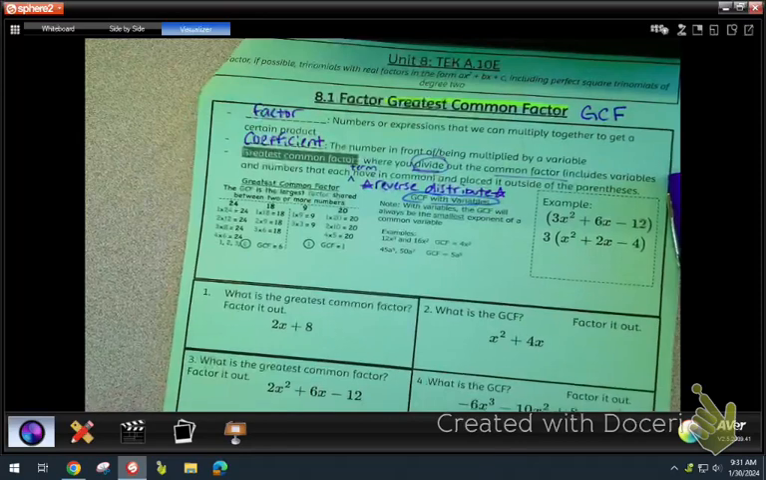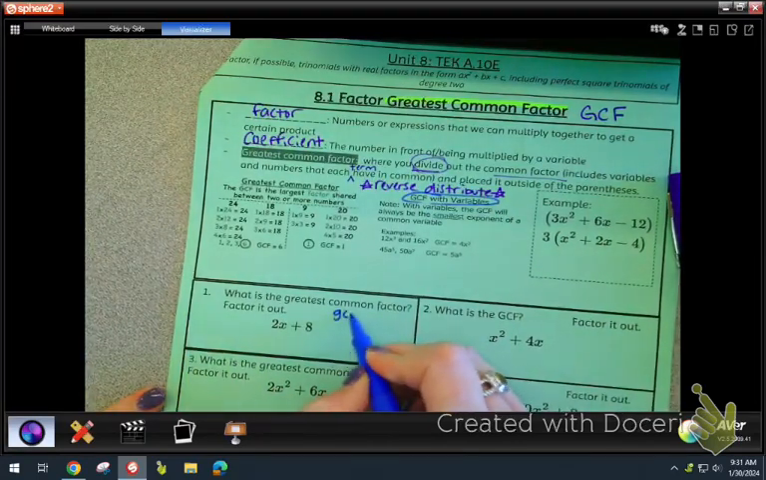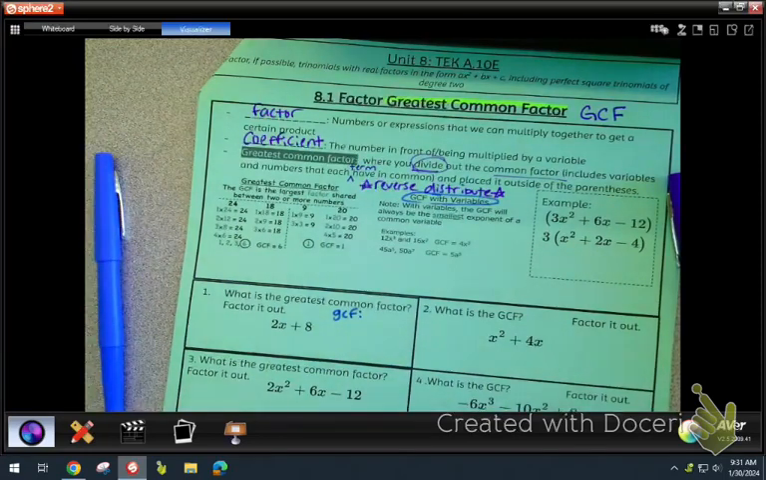So let's look at number 1. We're going to work our way up, okay? Number 1. I always go to the side and kind of write what my GCF is. So again, I approach this 2 ways.